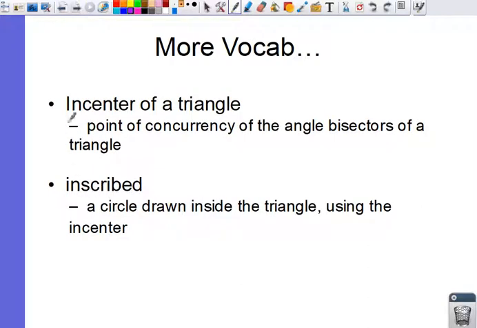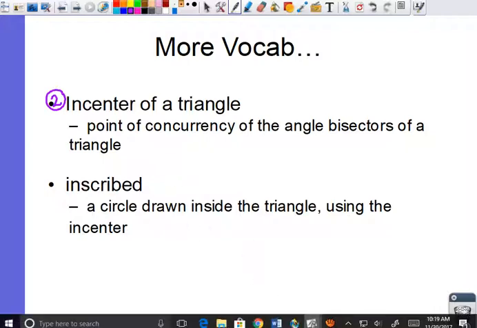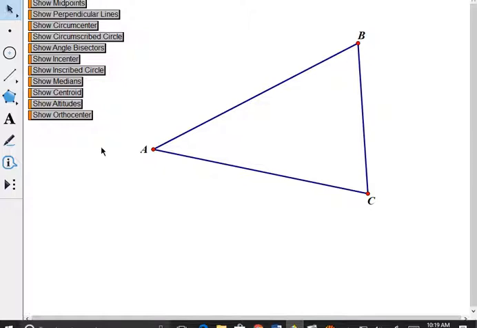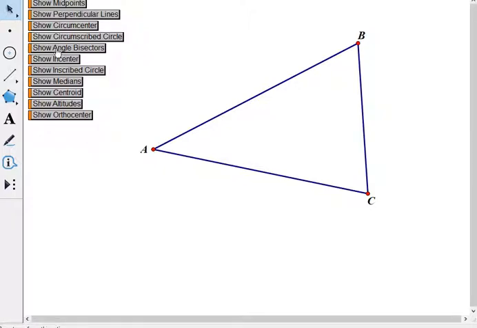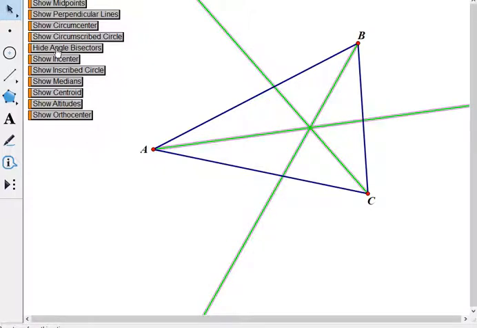Alright, next center is called the incenter of a triangle. This is the point of concurrency of the angle bisectors of a triangle. And we can use that point to draw a circle inside the triangle that touches all the sides of the triangle. Okay, so in this triangle, there's the angle bisectors. So that's the incenter. And then this is the inscribed circle, and this one's not working the way it should.